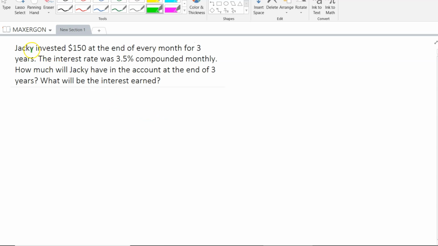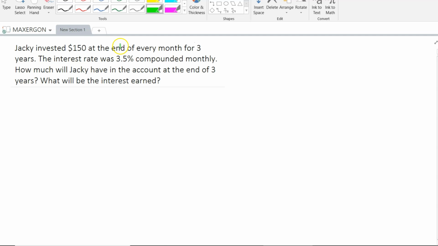Our first problem is this. Jacky invested $150 at the end of every month for 3 years. The interest rate was 3.5% compounded monthly. How much will Jacky have in the account at the end of 3 years? What will be the interest earned?